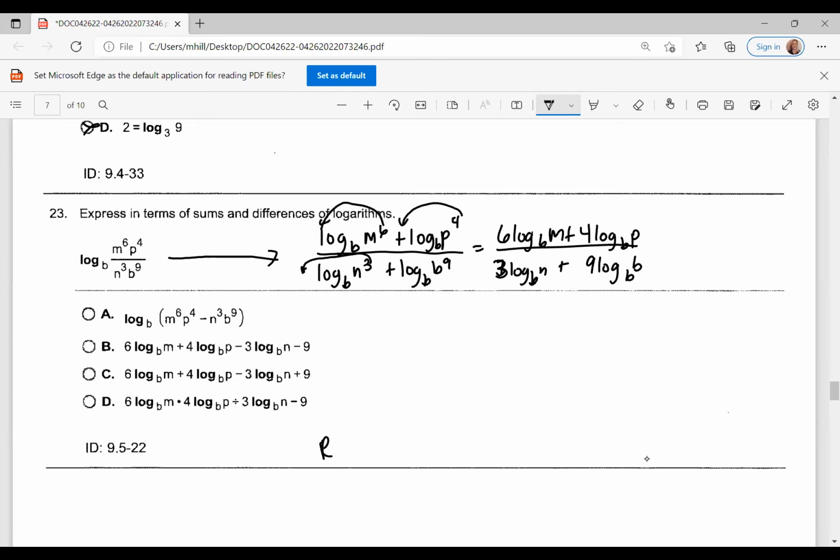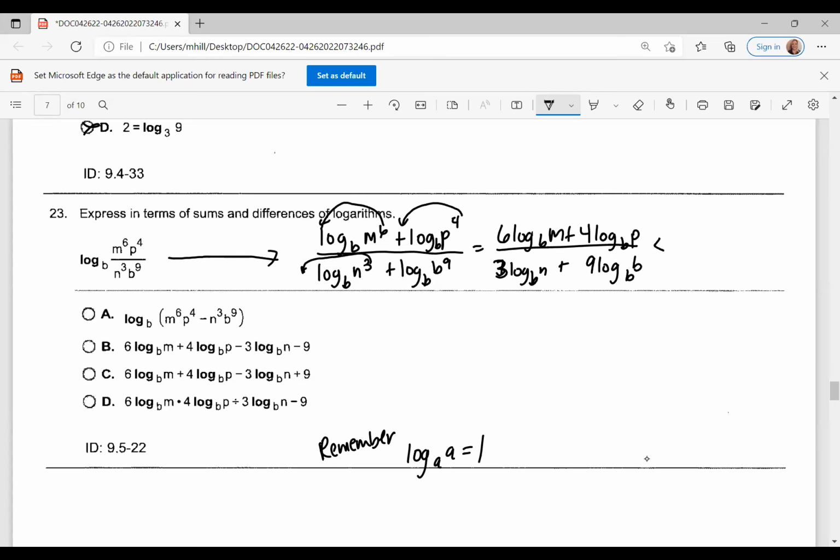Remember that if you have a log base a of a, that's just 1 if these two things are the same. So that happens here. We've got a b and a b. They're both the same. So that's just going to turn into 9 times 1 right there.